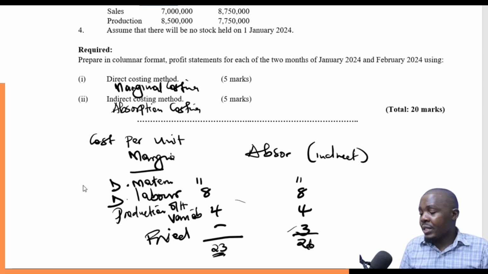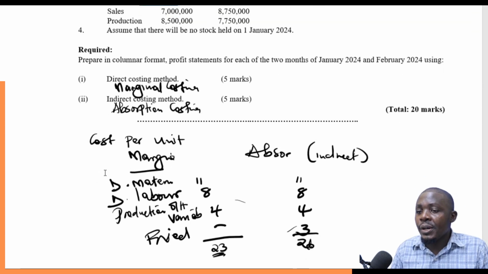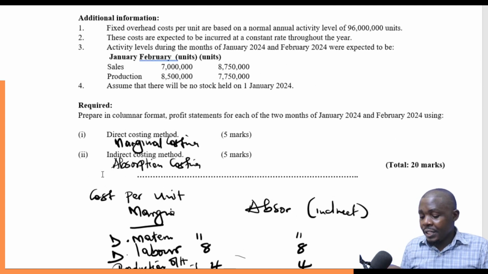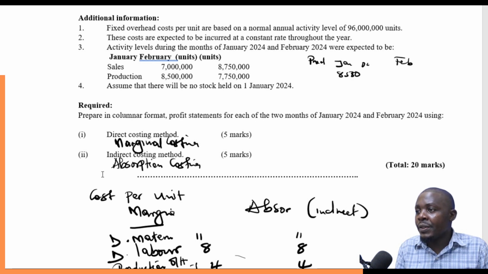Then another thing we have to establish is whether we had closing inventory or not. In this case we had units produced. We have January, then we have Feb. The units that were produced, we had 8,500. Let me carry 3 zeros there. And here the units that were produced, we had 7,750. Then unit sales, these that were sold, here they were 7,000.